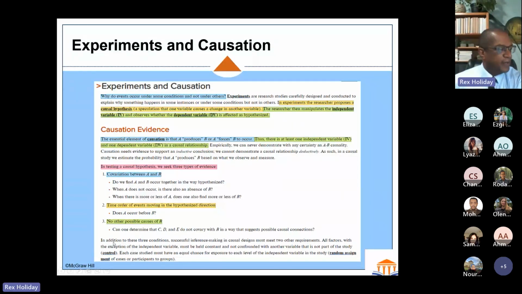Okay, and in addition to these three conditions, successful inference making in causal designs must meet two other requirements. All factors, with the exception of the independent variable, must be held constant and not confounded with another variable that is not part of the study control. Each case must have an equal chance for exposure to each level of the independent variable in the study, random assignment of cases or participants to groups.